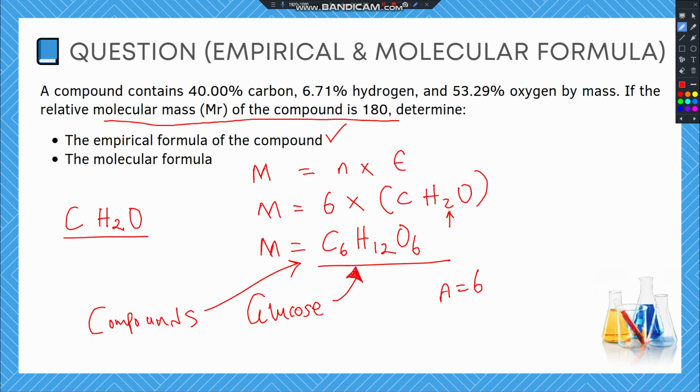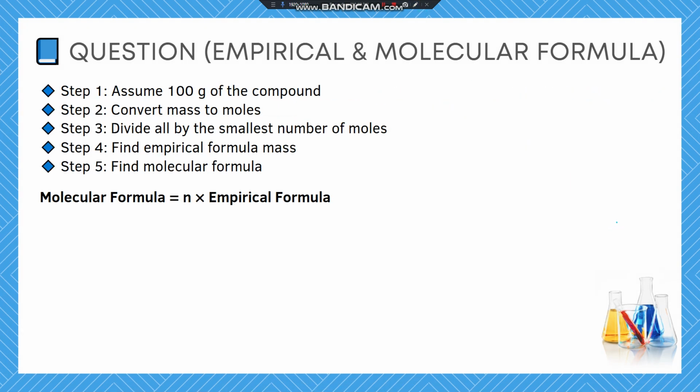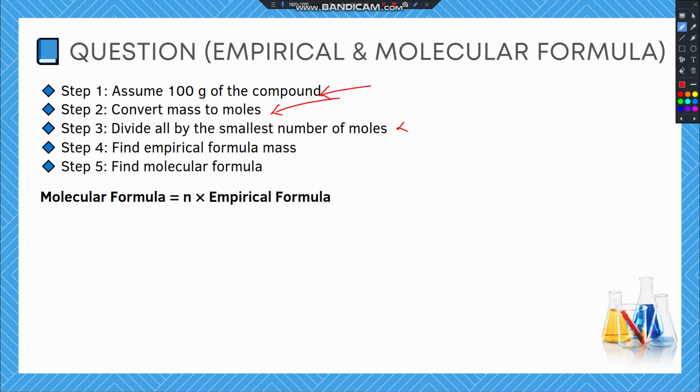I'm sure you enjoyed every bit of what we did in today's video. So by way of going back over what we did to get the molecular formula of this compound, we first of all assumed 100 grams of the compound. We converted it to moles. We divided through by the smallest number. We found the empirical formula mass, and then we found the molecular formula using the formula N times empirical formula.